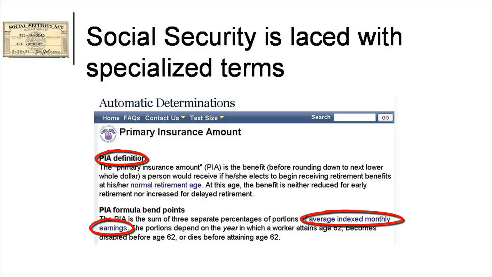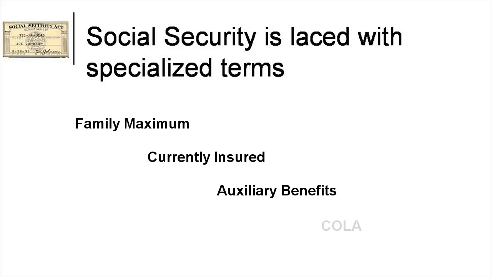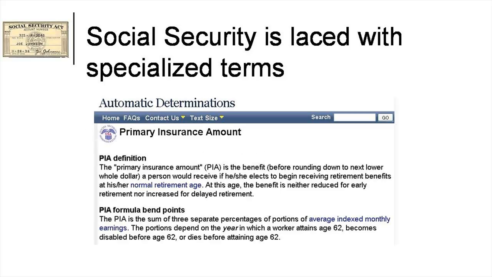PIA, average index monthly earnings, family maximum, currently insured, auxiliary benefits, the COLA. Social Security is laced with specialized terms, abbreviations, acronyms. While it's true in general that before one can proceed very far in gaining an understanding of a new field, one must master its core vocabulary, with Social Security that is imperative.